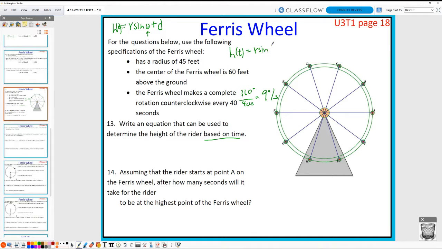R sine, and I don't really want to write it as a rate. I guess I'll write rate times t, plus d. I don't want to write two r's, that's kind of confusing. So it's a rate times a t, whatever the rate is. So that means in this case, H of t is equal to R, 45, sine of 9, because I figured that out. Ooh, that's not 9. 9t plus 60.